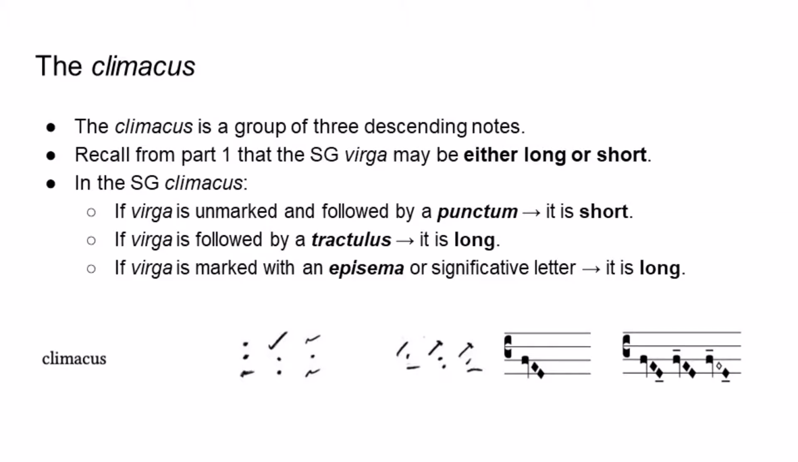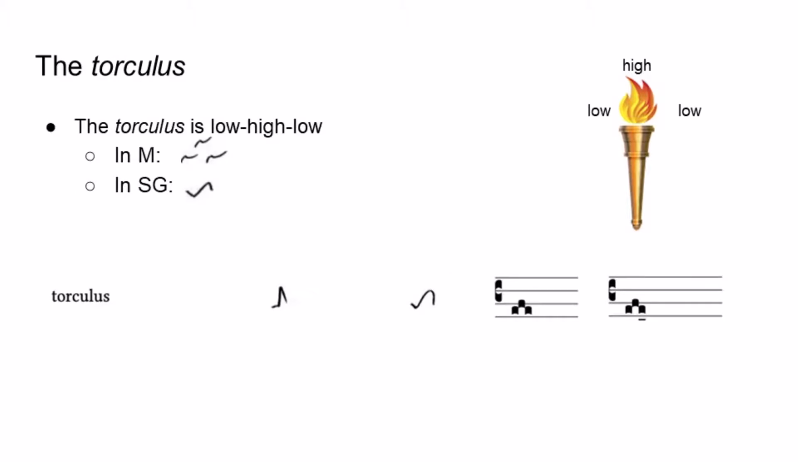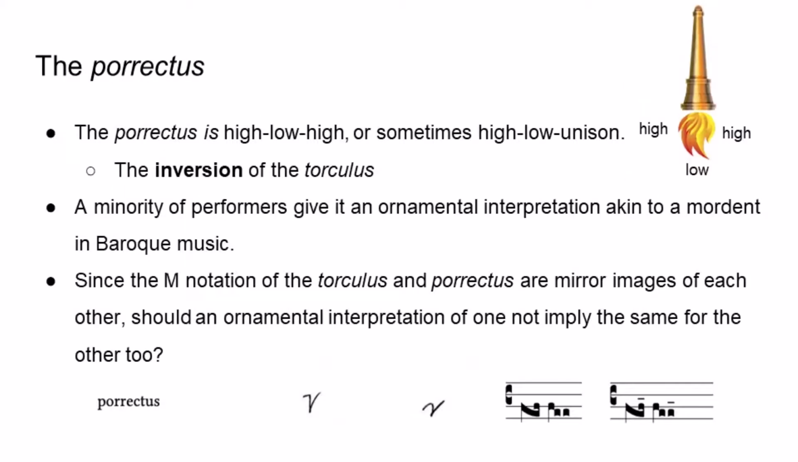The torculus has the contour low, high, low. The long and short forms are depicted here. The porrectus has the contour high-low-high, the inversion of the torculus, but it can also be high-low unison. The Vatican edition uses a special swooping figure only for this pneumatic element. A minority of performers give the porrectus an ornamental interpretation akin to a mordent in Baroque music.